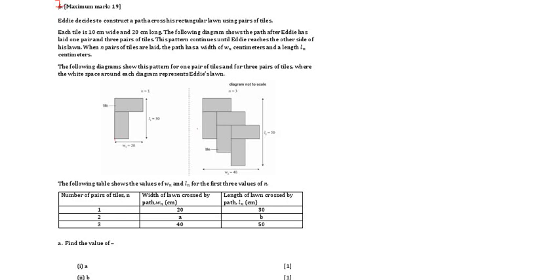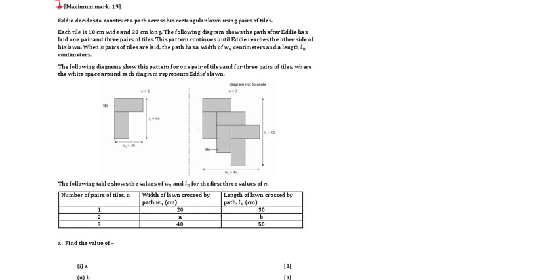Let's solve the last problem for this round for this test. So we have this for 19 marks. Eddie decides to construct a path across his rectangular lawn using pairs of tiles. Each tile is 10 centimeters wide and 20 centimeters long. The following diagram shows the path after Eddie has laid one pair and three pairs of tiles. This pattern continues until Eddie reaches the other side of his lawn.